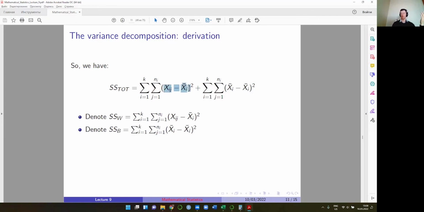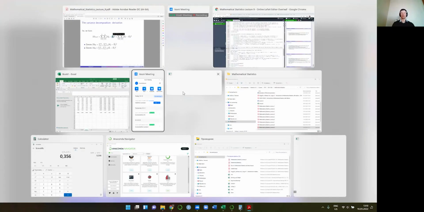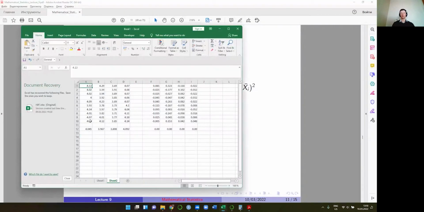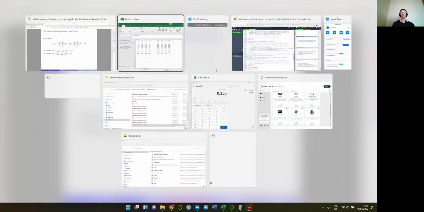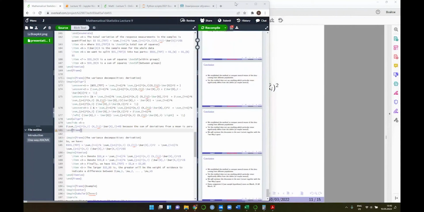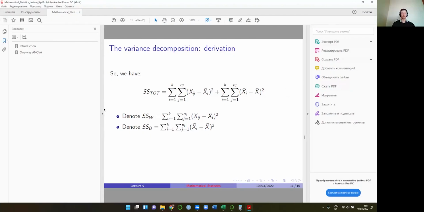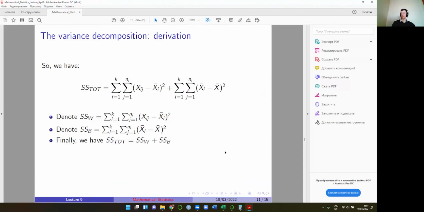One part, this part, is deviations in every column from the column mean, from the column sample average. That's what I calculated here in this table. So these are the squared deviations from every respective column mean. And the second part, look, these are deviations of these treatment means or group means from the overall average. It must not be i. Again, my mistake. Sample average. Yes. So finally we have this sum.